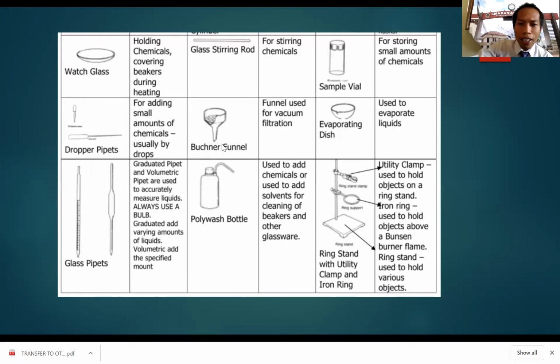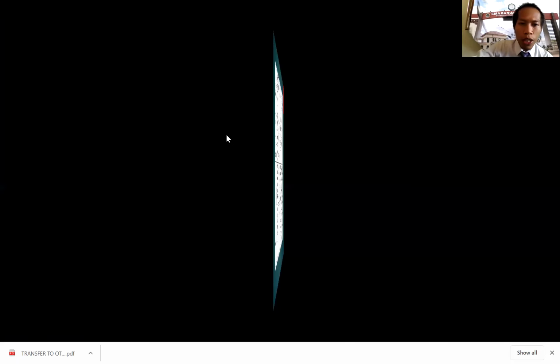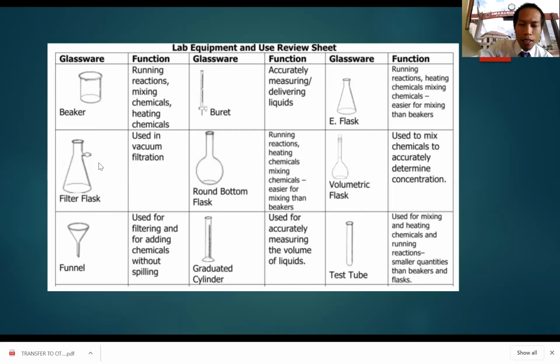So the Buchner funnel will be used together with the filter flask. This is for vacuum filtration. Okay. So these two things are used for filtration. Another one is the burette. The shape of the burette is like this. There is a tap here that can be opened and closed. Tap, yeah, kran. There is a tap here that you can squeeze, open, close, open, close.